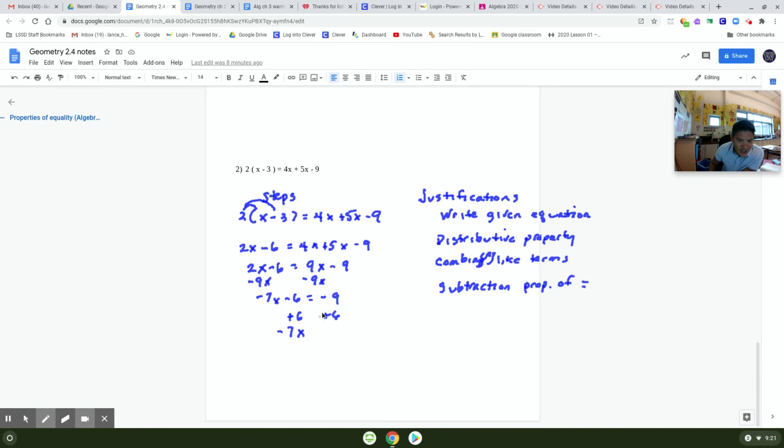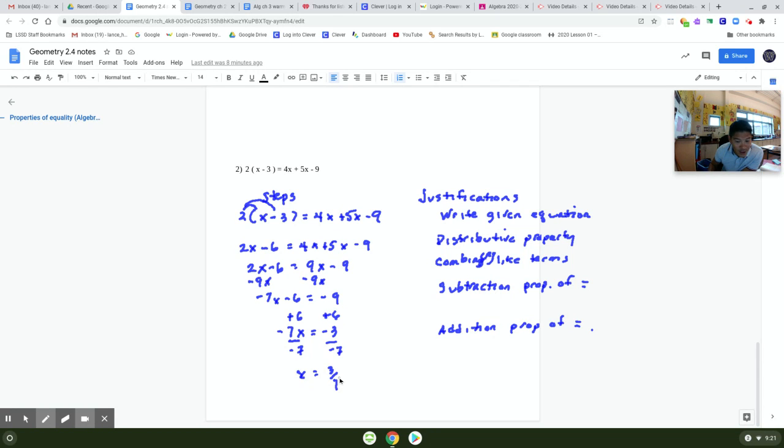Negative 7x is equal to negative 9 plus 6 is negative 3. Again, that's using the addition property of equality. And then lastly, I could divide each side by negative 7 to get the solution. X is equal to, you might write it as a decimal. I'm going to leave it as a fraction.